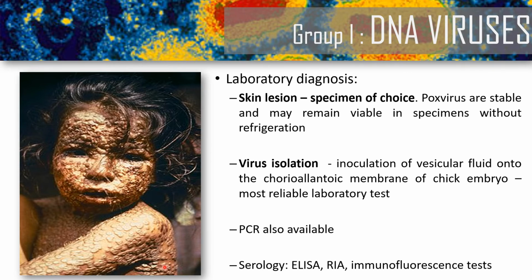For virus isolation, inoculation of vesicular fluid. So, ayan, tinatanggal natin, pinipisa natin into the chorioallantoic membrane of the chick embryo. The most reliable laboratory test, but tedious and not usually performed, as we discussed that one during your laboratory diagnosis. PCR also available. So, ayan, mas maganda ang PCR, mas madali, mas mabilis. Serologic tests also include ELISA, then radioimmunoassay, RIA, immunofluorescence test also are readily available in the laboratory.